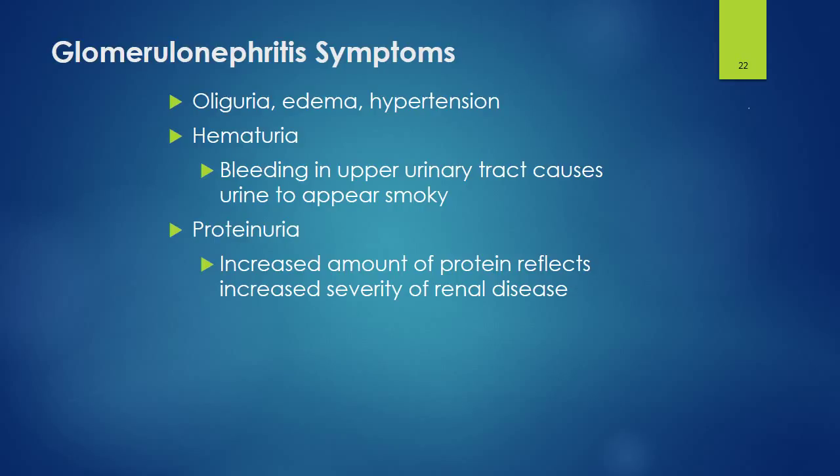Glomerulonephritis symptoms include oliguria, edema, hypertension, hematuria. Bleeding in the upper urinary tract causes urine to appear smoky. Another symptom is proteinuria. Increased amounts of protein reflect increased severity of renal disease.